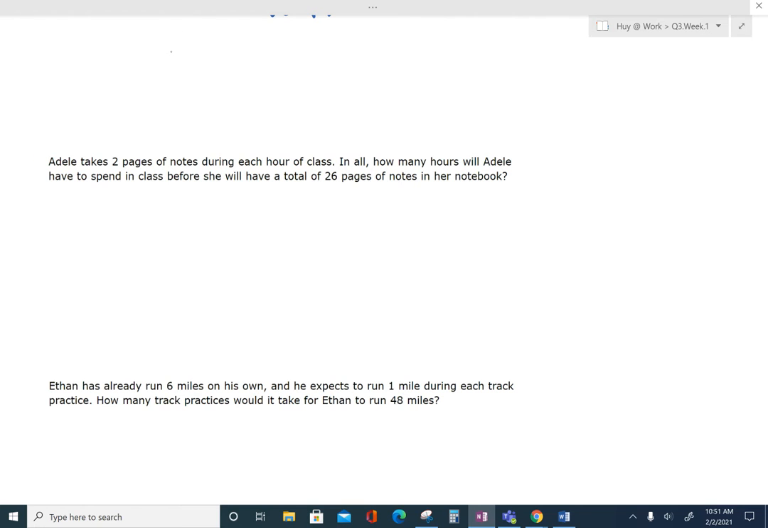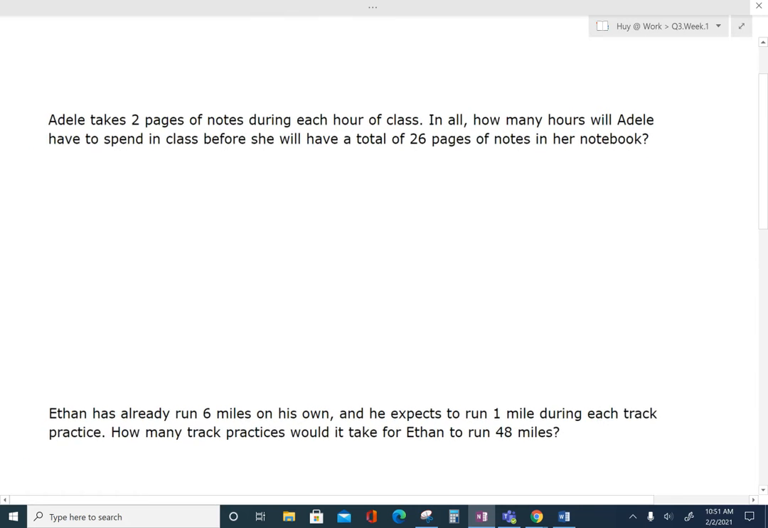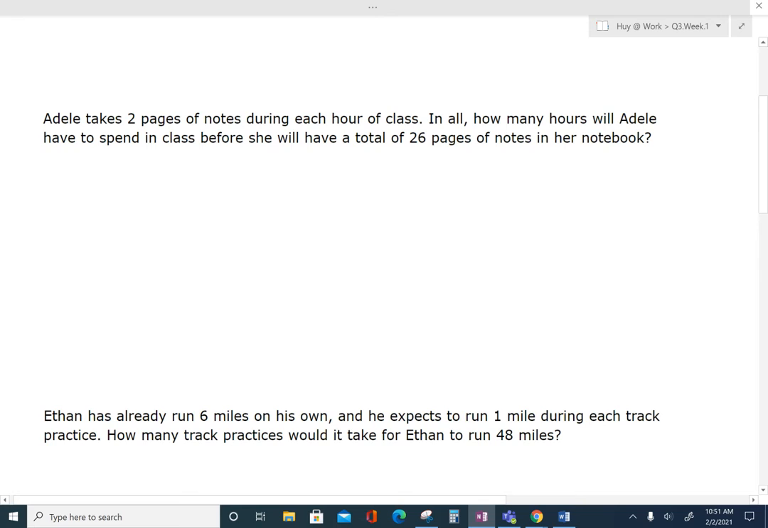So first example, Adele takes 2 pages of notes during each hour of class. In all, how many hours will Adele have to spend in class before she will have a total of 26 pages of notes in her notebook? So she's going to take 2 pages of notes during each hour. How many hours will she need to have 26 pages? A lot of you might be thinking, oh yeah, we can just do 26 divided by 2 equals 13, right? 13 is our answer here, which would be correct.